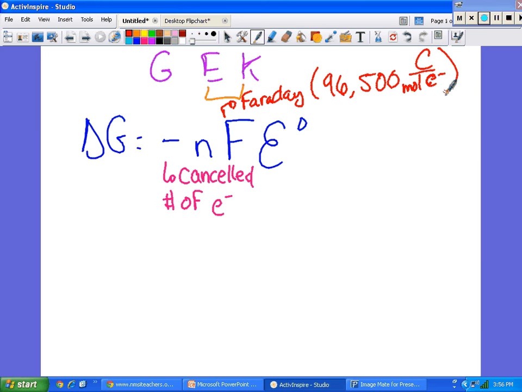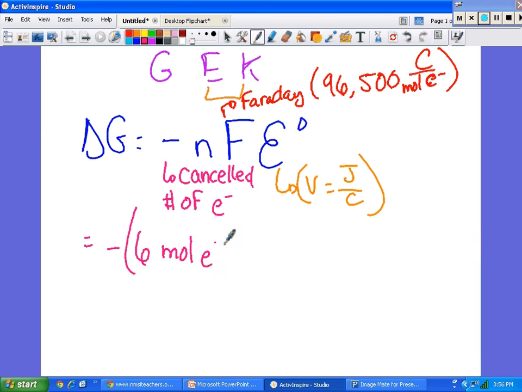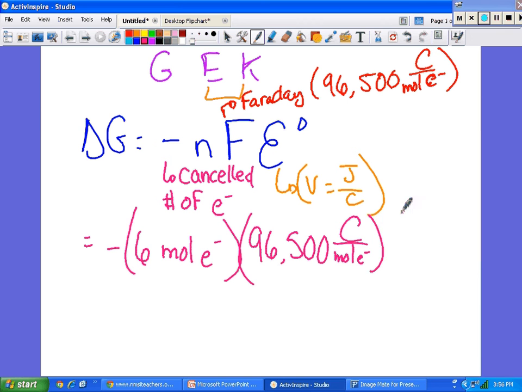And then E, of course, is the electric potential, which is in what? Volts. And what is a volt? A joule per coulomb. So let's plug in what we know. Delta G is equal to negative n, and we said it was what value? It was 6 moles of electrons times 96,500 coulombs per mole of electrons. And what was the electric potential again? Positive 1.52.